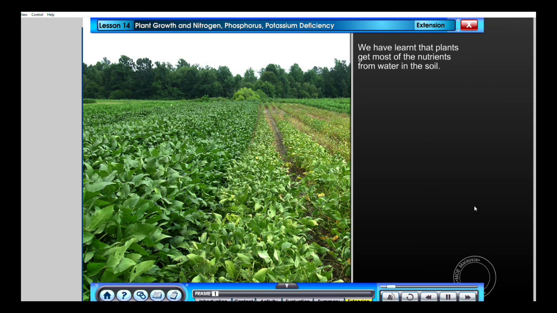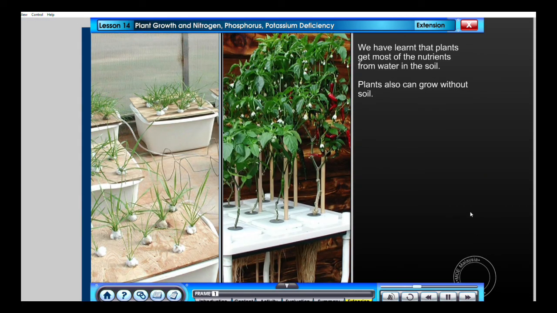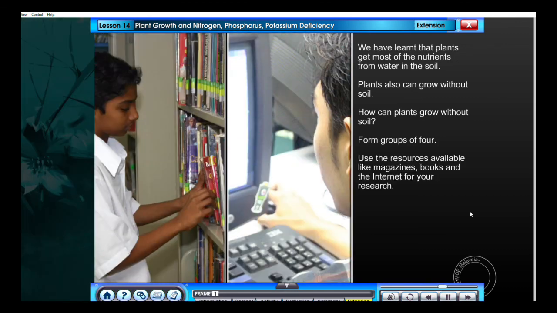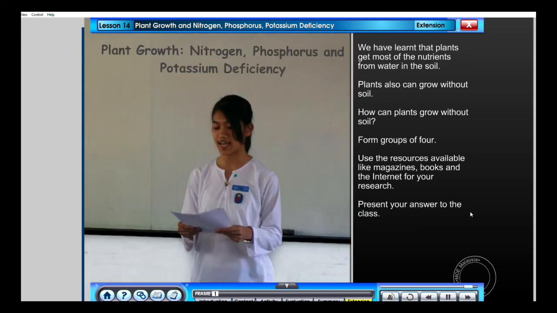We have learned that plants get most of the nutrients from water in the soil. Plants also can grow without soil. How can plants grow without soil? Form groups of 4. Use the resources available like magazines, books, and the internet for your research. Present your answer to the class.